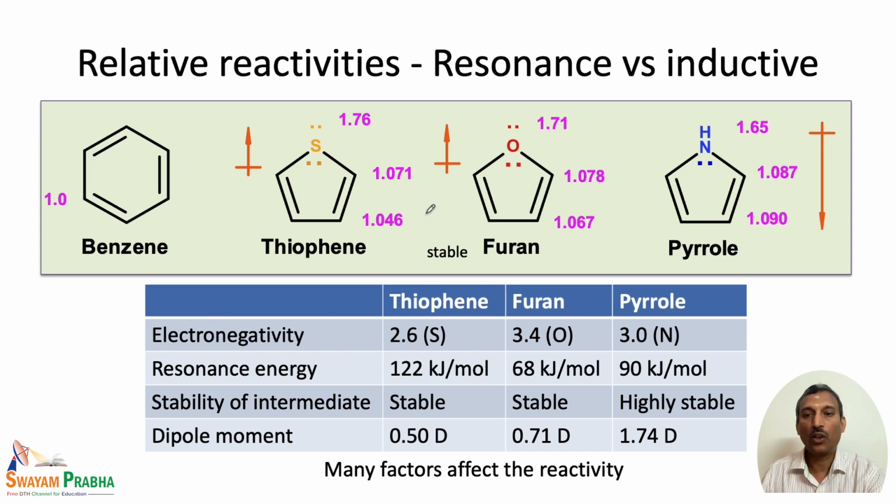Of course, we cannot always say the resonance and the inductive effect. Depending on the reaction conditions also, the product formation or the product distribution varies. So, here some of the examples are given, and based on the stability of the intermediate, what we can say is thiophene and furan form a stable intermediate when they undergo electrophilic substitution, and in the case of pyrrole it forms a highly stable intermediate. So, that is the reason the reactions of pyrrole are much faster.